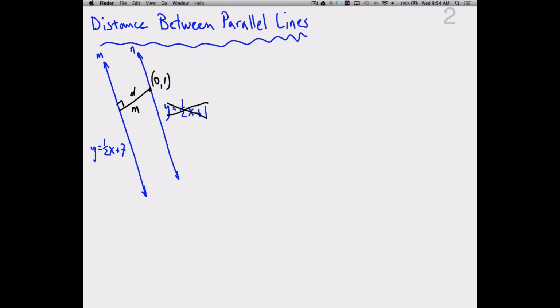What's the slope of that black segment? -2. Opposite reciprocal. How are we doing so far? Good. What's the equation of that black segment? Y minus 1 equals -2 times x.